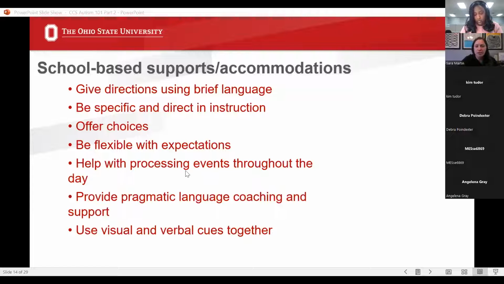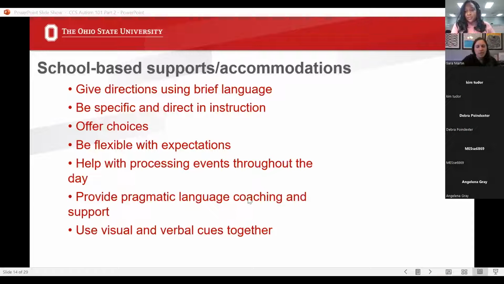Help them with processing events throughout the day. So especially those things like a fire drill or those unexpected events that come up throughout the day. Make sure you're setting aside time to process these events with the student. Or if there's anything that you know that's coming up at home or that's affecting them throughout the day, setting aside time to talk with the student about these things is very important. It shows that you care and allows them to process those events. Otherwise, they're really bottling those things up inside, which just leads to frustration and them feeling very uncomfortable throughout the school day.